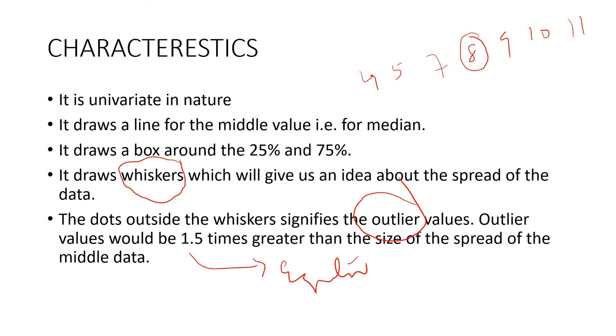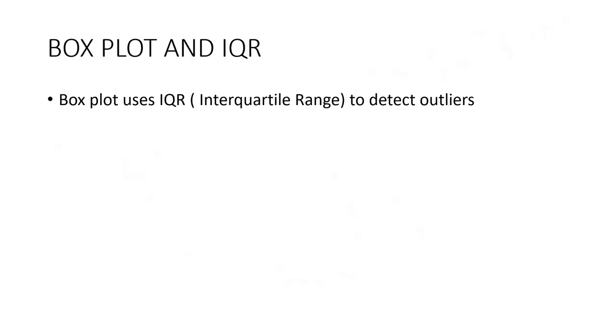These are all the characteristics. It's univariate in nature. It draws a line for the median. It draws a box around 25 percentage to 75 percentage, and draws whiskers out of this 25 to 75 percentage, and again the data coming out of these whiskers we call outliers. I will show you that.